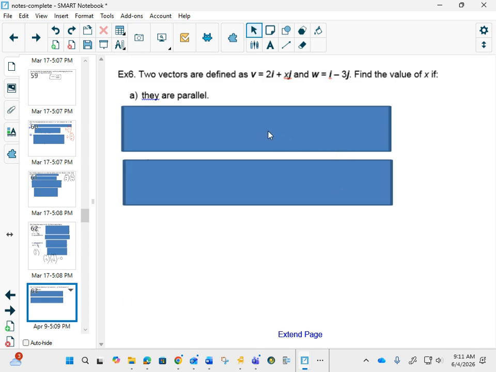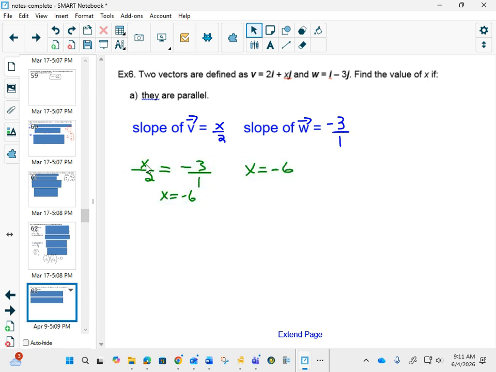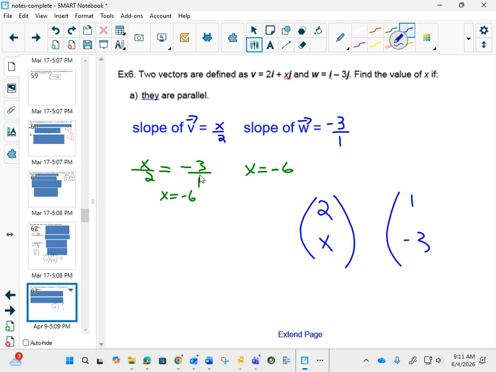All right, let's see how you did. If they are parallel, then the slopes have to be the same. So x/2 and -3/1 have to be the same. Or you could think of these as column vectors. We have 2x and we have 1 and -3. And you can make them equal to each other and put a k in front of one side. I think I would put the k there. What does k have to be to make them equal? A 2. Pretty obvious from the top part that k would have to be 2.